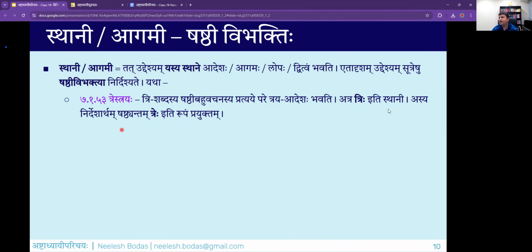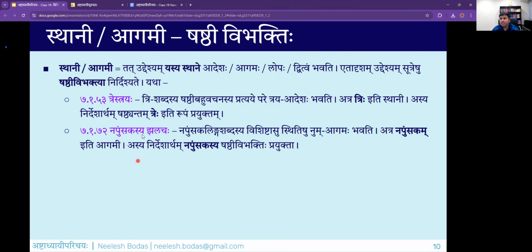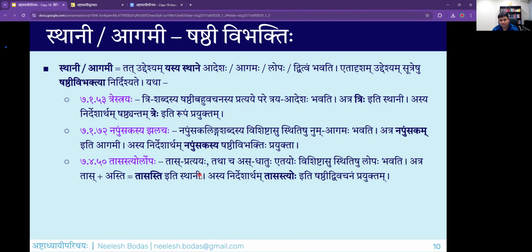So trehe trayaha ityatra trihi iti sthani. That sthani is indicated by shashti vibhakti. Napumsakasya jhalachaha. So napumsakalinga shabdasya num agamaha bhavati. So napumsakasya, that's the agami. So shashti vibhakti prayukta asti.